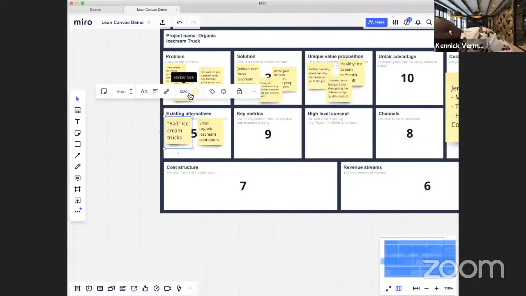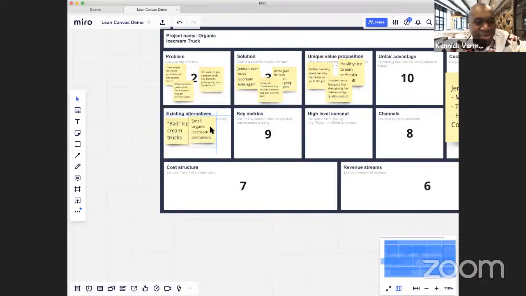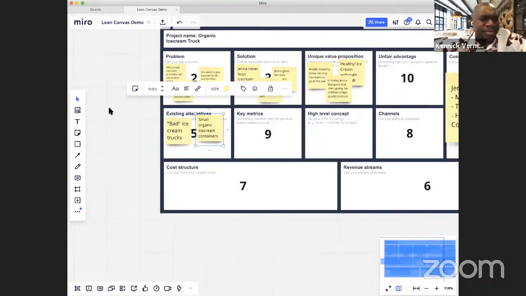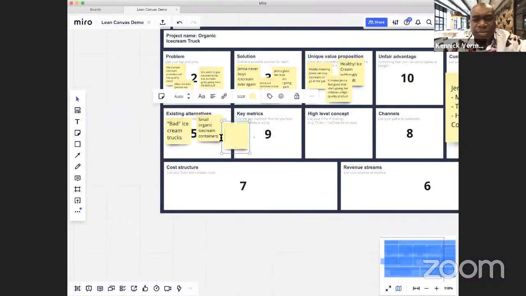Oh, we're having a small technical difficulty. Let's make sure that we're plugged in. Okay, I'm back. So essentially the small organic ice cream containers are the $5 ice cream boxes that you could get at the supermarket or store. And we'll just leave it to 2.